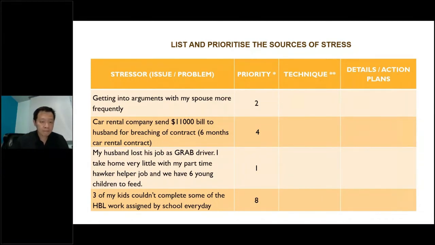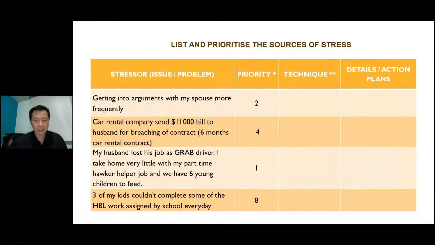All right, next, my husband lost a job, and you're talking about livelihood. To her this is number one. So how am I going to provide the meals every single day? The children are always hungry. And then the last one, about HBL, she really doesn't care. It's just 8 for her. It can be different for different people, but this is what she's listed.